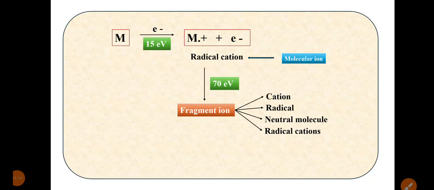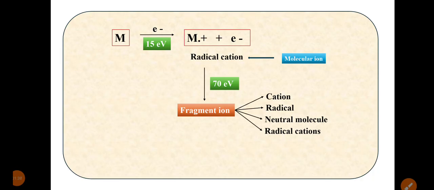So what is the radical? That is the radical cation, and that is our molecular ion peak. What is our molecular ion peak? If one electron is removed from your molecule by giving energy of 15 electron volt, that is the molecular ion peak. And the molecular ion peak is nothing but the molecular weight of your compound. Whatever molecular mass you get, that is your molecular ion peak.